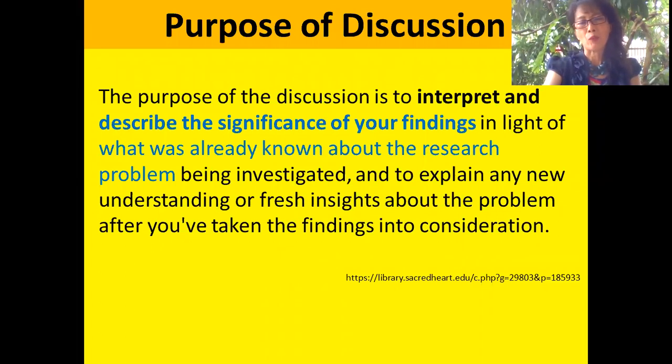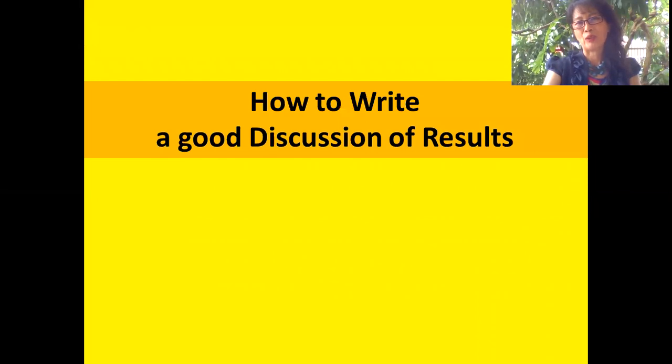That means we are very aware of other people's findings on the research problem. When we bring together our results and other people's findings, we are able to explain the research problem better. We bring new knowledge to the field, and that's very important for any research. So let's now go into the steps of how to write a good discussion of results.